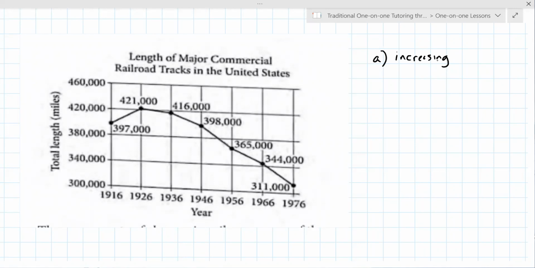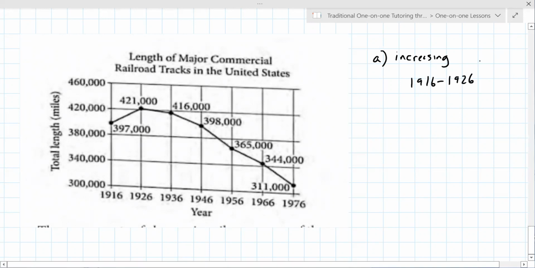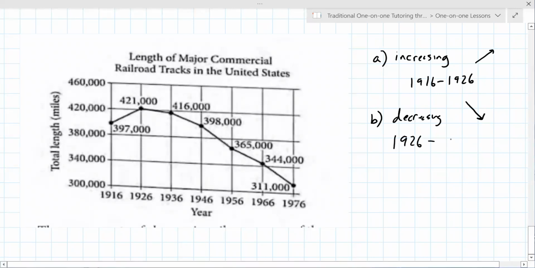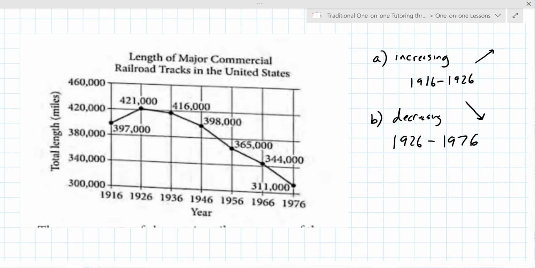It increases from year 1916 to 1926. Very good. And that's because it's going up and to the right. Where is it decreasing? Where is it going down and to the right? Well, it goes down the rest of the way. So can I say 1926 to 1976? Yes.